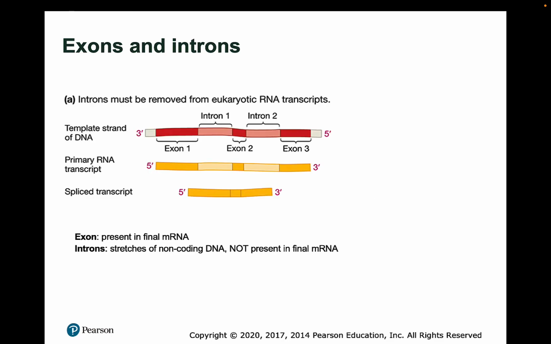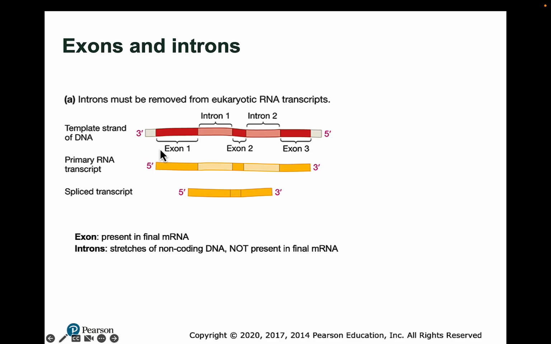So it turns out that many genes have these regions of DNA called introns. And these introns must be removed from eukaryotic RNA transcripts. So an intron is a stretch of non-coding DNA not present in the final mRNA, okay? And a way to remember introns is in the trash, okay? So we're gonna throw these away.